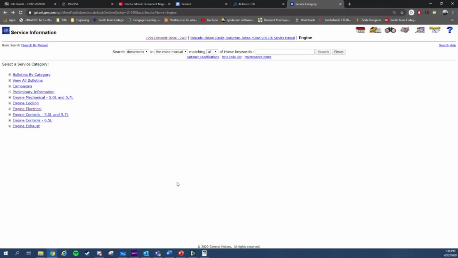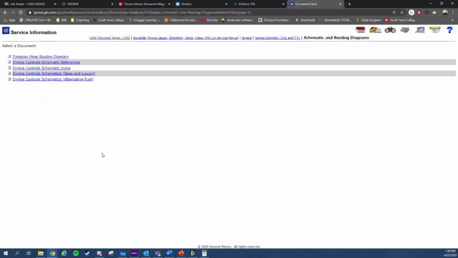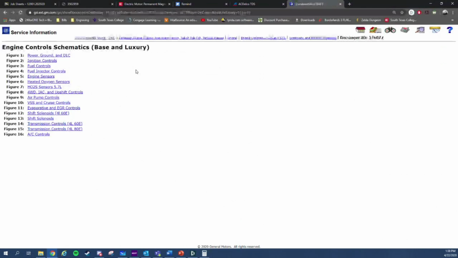On this page right here. Probably engine controls. Yeah, so let's go to engine controls. Let's look at schematics. And let's see, I would say engine, probably base controls, electric. Yeah.